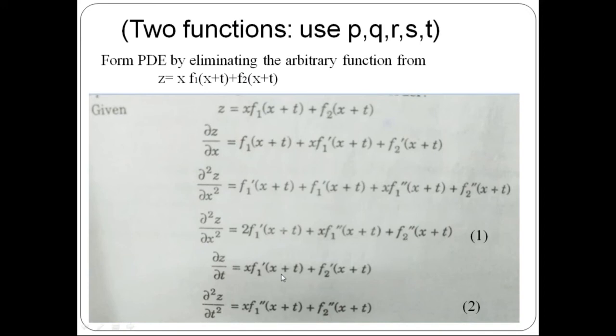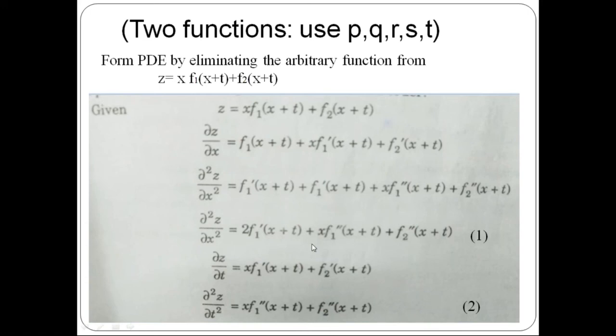I write here, it will be f2 dash x plus t. Again differentiating with respect to t, it will be ∂²z/∂t² equals f1 double dash here. The t coefficient is 1, so only the derivative. If it were 2t, then I should write 2 as well, the coefficient of t. F2 double dash, I just treated as the second equation. This is the first equation, this is the second equation.